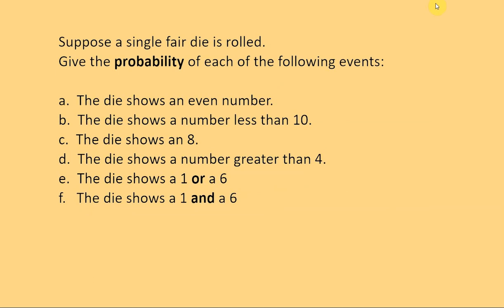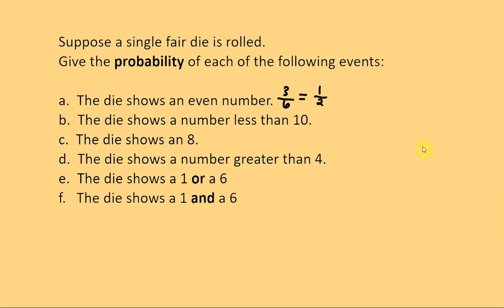Let's apply what we just learned about probability. Suppose a single fair die is rolled. Give the probability of each of the following events. The die shows an even number. Well, again, if it's a six-sided die, then the numbers 2, 4, and 6 would be even. That's three numbers that are even out of a possible 6 sides. And we always want to reduce our fraction when we're dealing with probability, and so that would be 1 out of 2.